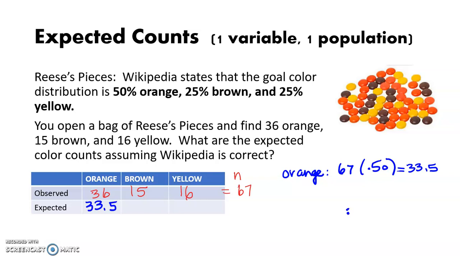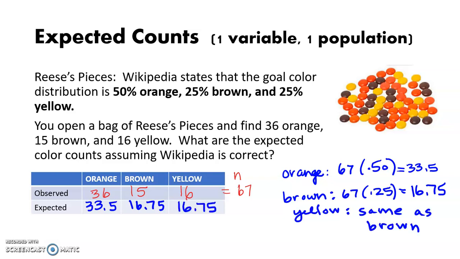So keep in mind that decimals are allowed in that expected value range. You will probably get decimals there, and just go ahead and write those down like that. So brown is 25%. So 25% of 67, that's 16.75. I'm going to go ahead and write that down. And yellow is the same as brown, so that gives us that answer.